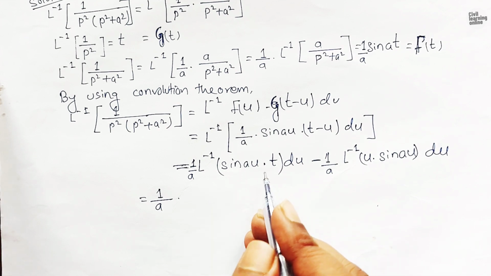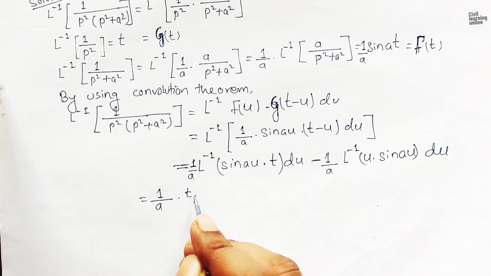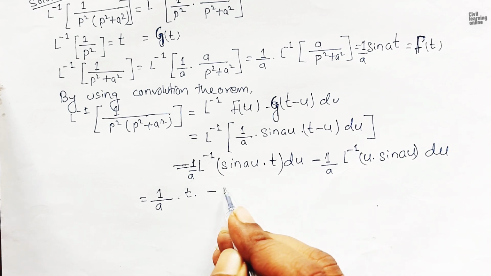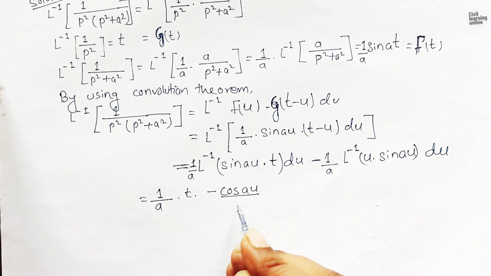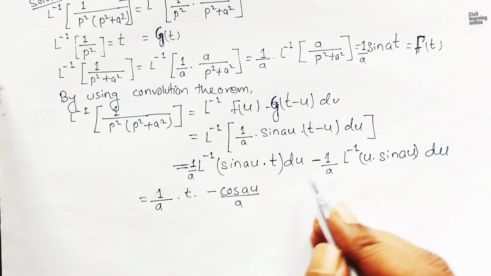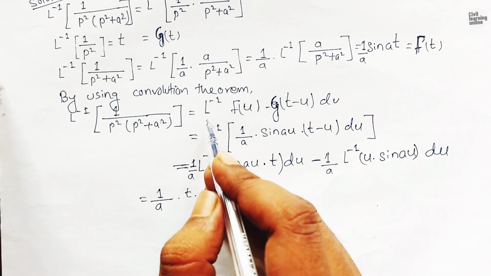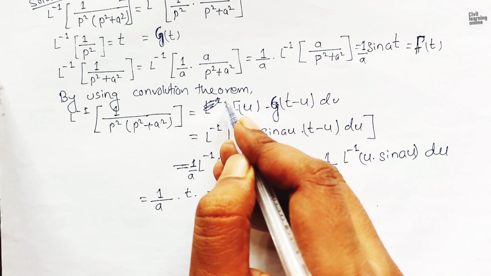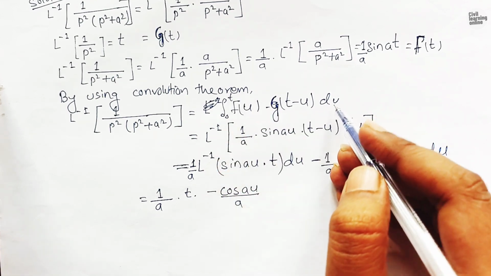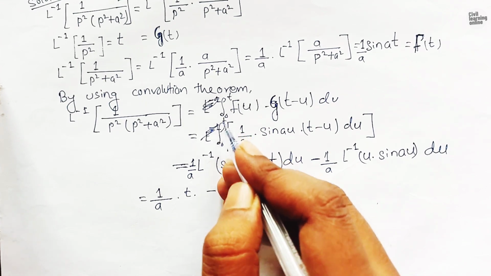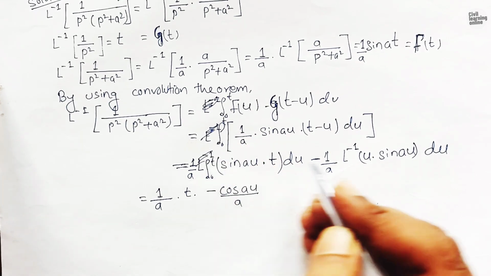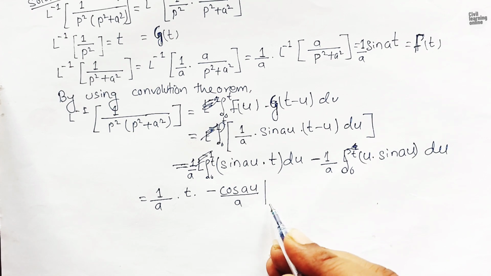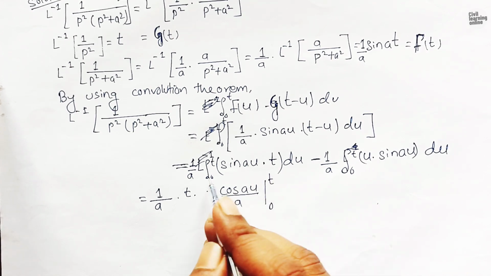So we have here 1 upon a times, here we are about to integrate with respect to u, so t is going to act as a constant here, so let's bring this t out, and integration of sine a u with respect to u will be minus cos a u upon a, and I missed the limit. The inverse Laplace transformation of f u g t minus u will be an integration from 0 to t, du. As per the definition we have to integrate from 0 to t. Okay, now we have the limit 0 to t, this is for this portion, we have done this.